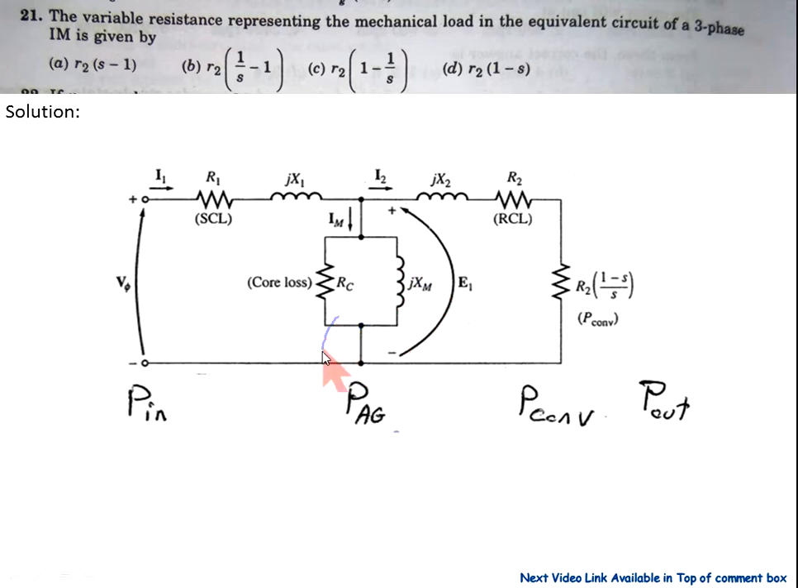Now the power transferred from the stator to the rotor through the air gap is known as air gap power. This power is I2 square R2 upon S. Now this component R2 upon S is divided into two parts, that is R2 and R2 into (1 minus S) upon S. This denotes the mechanical load and this denotes the rotor copper loss. So the output mechanical load is denoted by R2 into (1 upon S minus 1). So the answer B is correct.